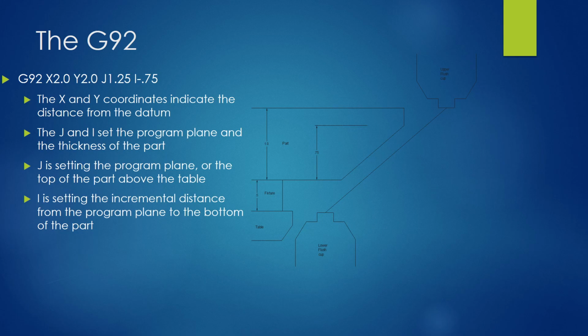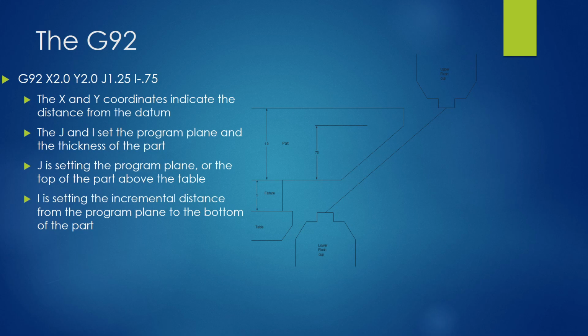So if we're doing straight cutting and it's right on the table, it's going to be a +1 for J, and a -1 for I, if it's 1 inch thick. But in this case, I wanted to show you when it would be different.